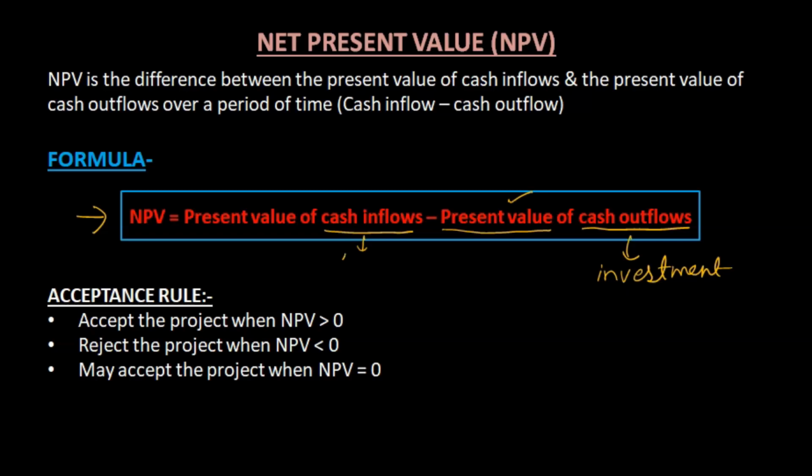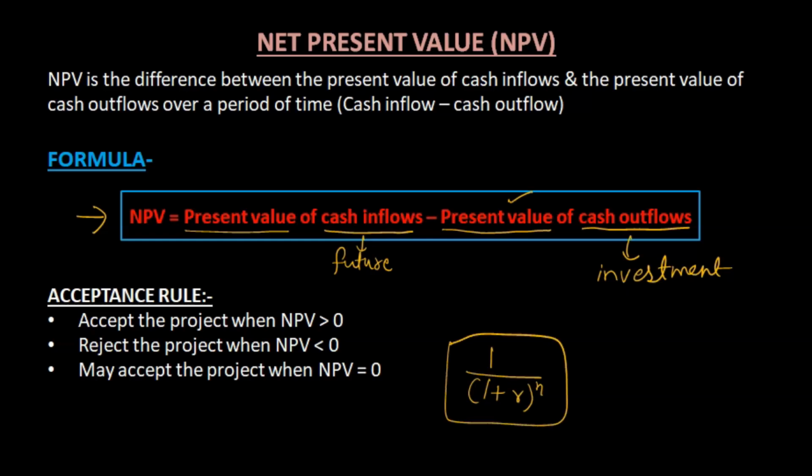Cash inflows are the amounts which we are going to receive in the future. You can receive some amount once, or every year. For that amount or amounts, we need to find out the present value, and you know how to find it out. Present value is 1 divided by (1 plus r) to the power n. This is the formula for finding the present value that you already know.